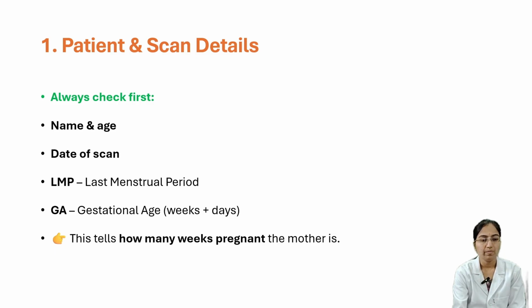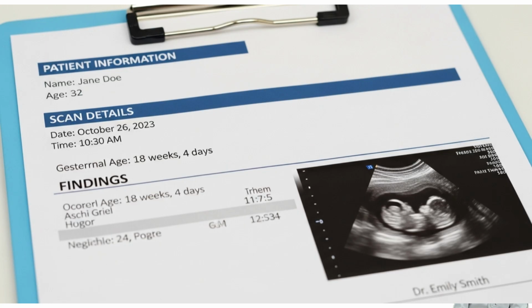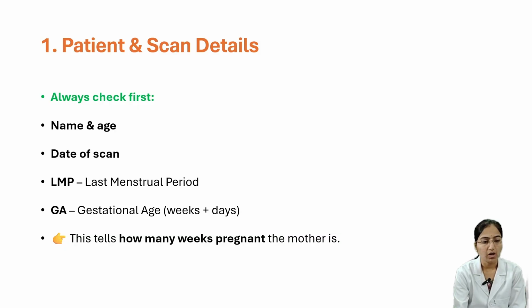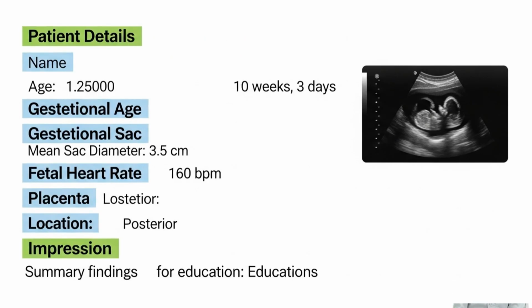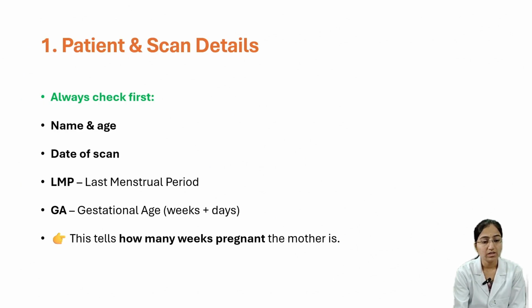First we need to see the patient and scan details. That is, we always need to check the name, age, date of scan and then LMP, that is nothing but the last menstrual period, and also gestational age, including weeks plus days. This tells how many weeks pregnant the mother is.